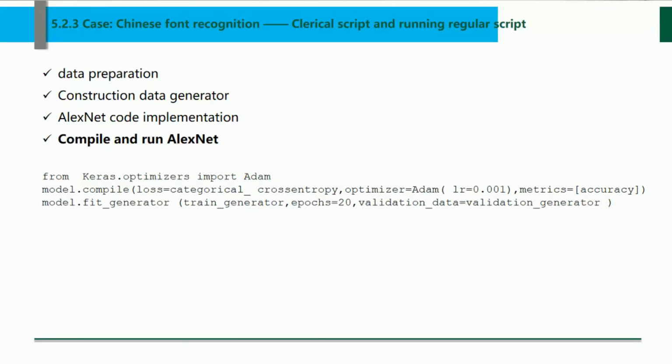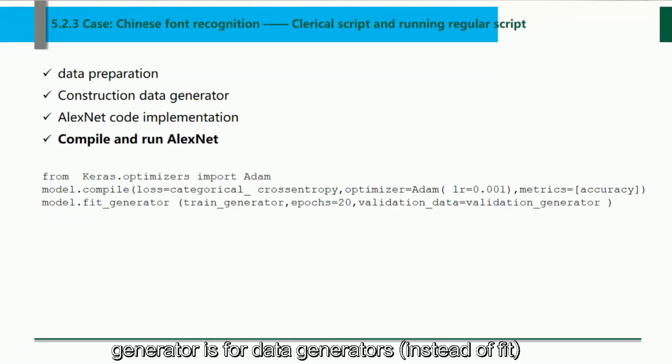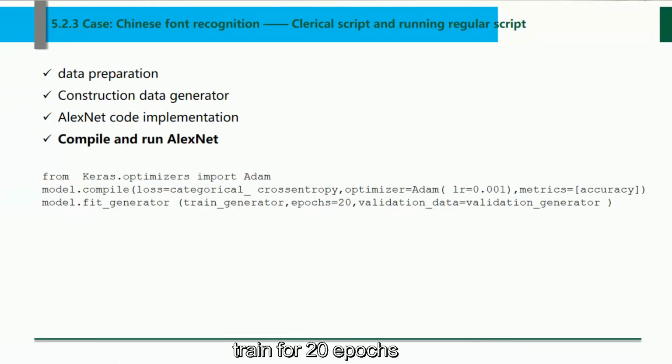Train, use model.fit_generator, train_generator, epochs equals 20, validation_data equals validation_generator. fit_generator is for data generators, instead of fit. Train for 20 epochs, and validate on the test generator. This lets the model learn to distinguish Lishu and Xingkai, with validation checking generalization.